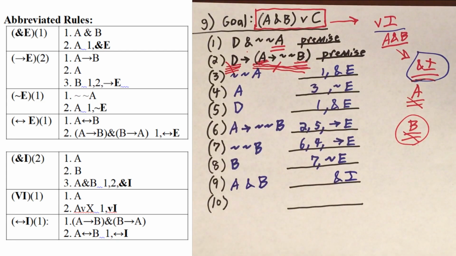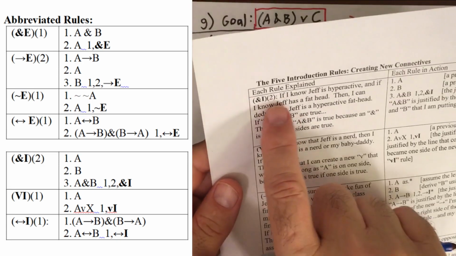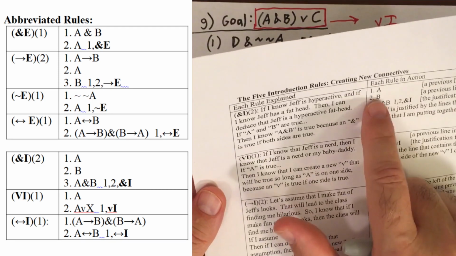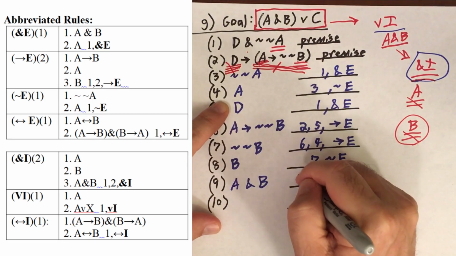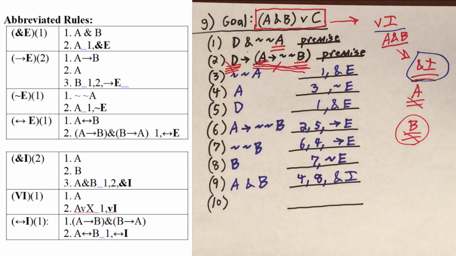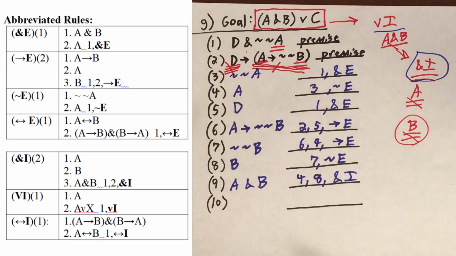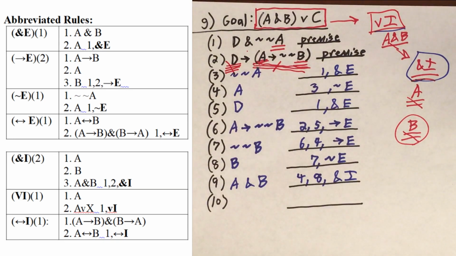That rule requires 2 lines of justification. Check your rule sheet to be sure. Do you see it? AND introduction requires 2 lines of justification where you took your 2 sentences. What do I have? Line 4 and line 8. I created a new AND. Yes, I look at my notes. I have my A and B sentence, so now I'm ready to use my final step.